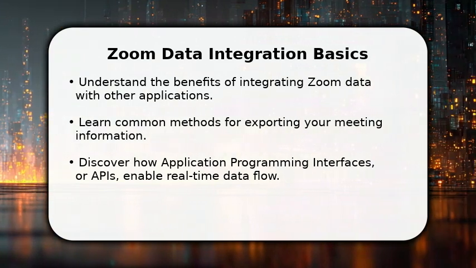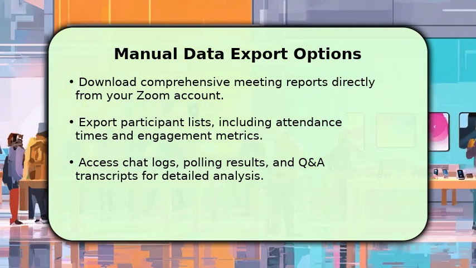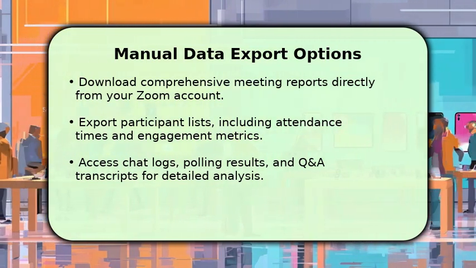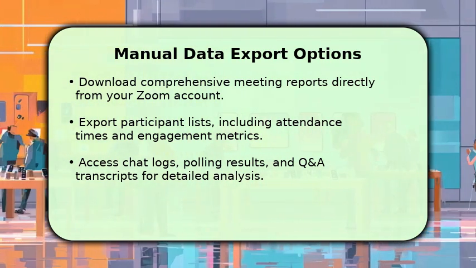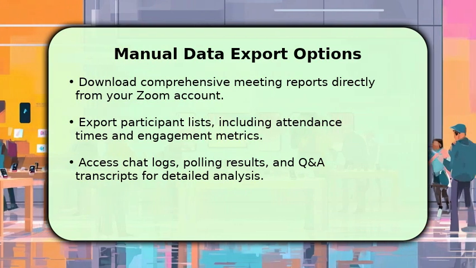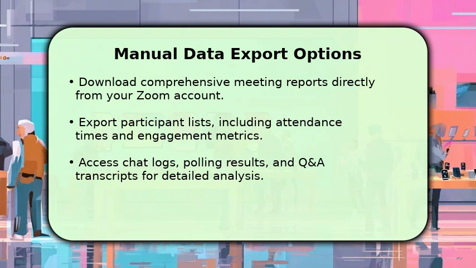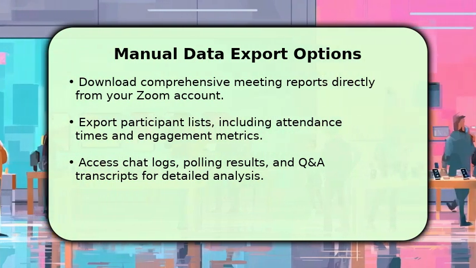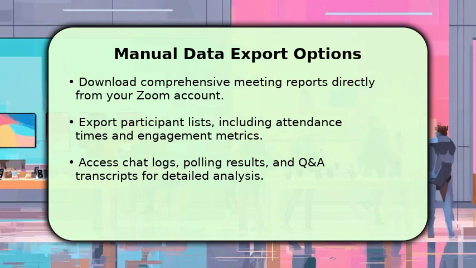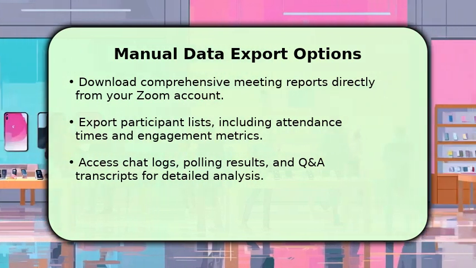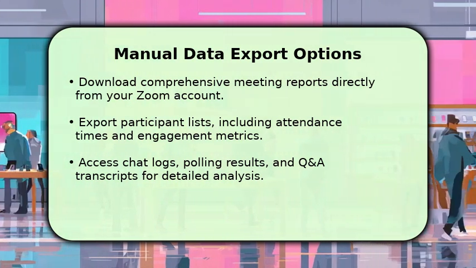business needs and workflows. You can manually export a wealth of data from your Zoom account with just a few clicks. After a meeting, navigate to your account portal to find detailed reports. These often include participant lists, showing who attended and for how long, sometimes even down to the second. You can also download chat transcripts, polling results, and Q&A sessions, providing rich qualitative data. This information is typically available in CSV format, making it easy to open in spreadsheet applications.